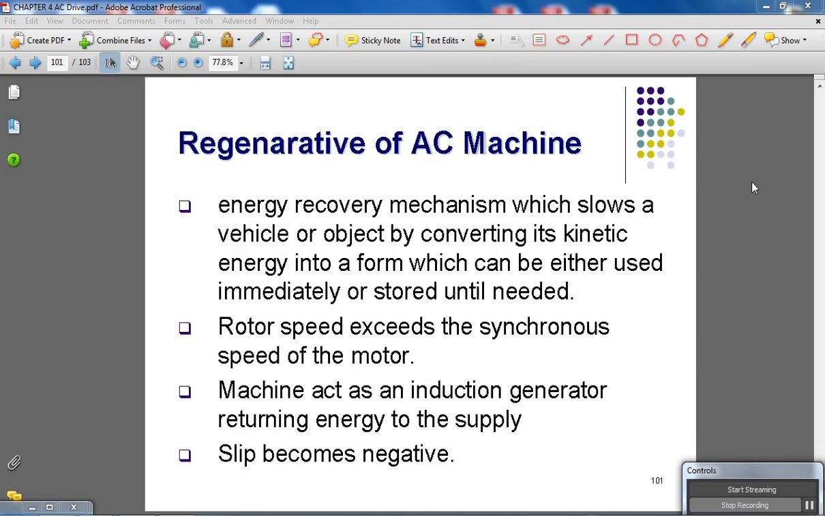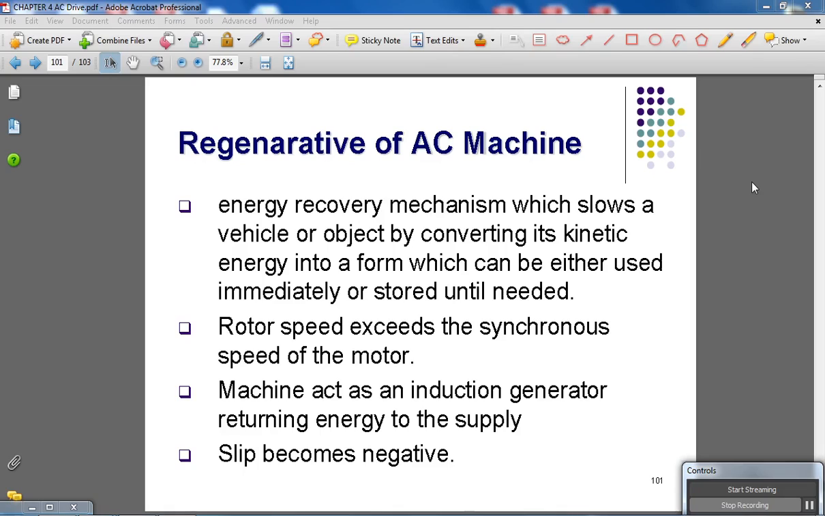Next, we move to the second type of braking, regenerative braking. By definition, this technique of braking uses the concept of an energy recovery mechanism, which slows a vehicle or object by converting its kinetic energy, in this case the rotation of the motor, into a form which can be either used immediately or stored until needed, provided that you have some sort of battery to store the energy.